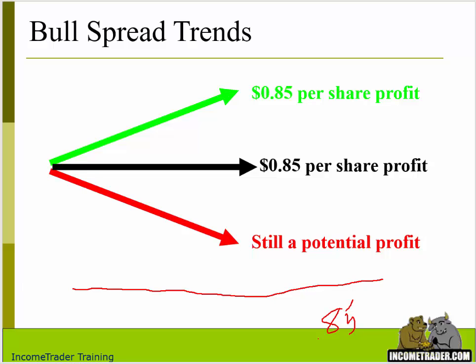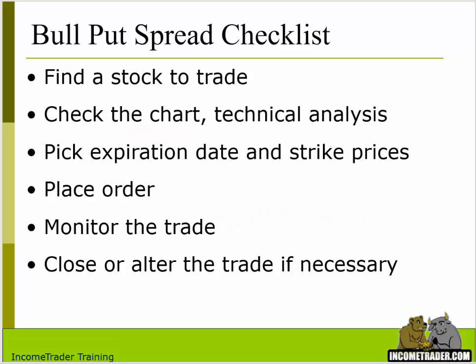So based upon our checklist, let's go ahead. We want to find a stock to trade. So we want to get a bullish looking stock. We're going to check the chart for our technical analysis, seeing where is our support, where is our resistance, where do we think the stock has the highest probability of staying above. So these two strike prices would expire worthless.